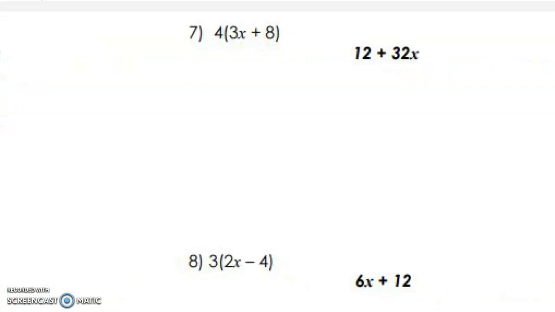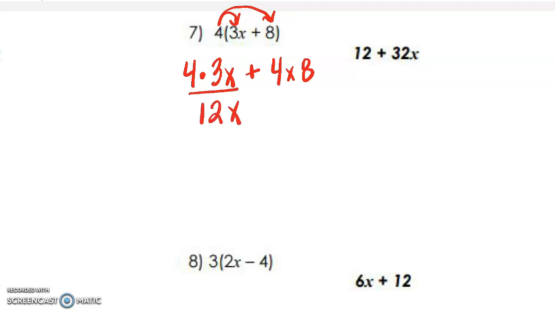Let's look at 7 and draw my arrows. 4 times 3x plus 4 times 8. I'll work on this first. 4 times 3 is 12. Then I'm going to write the variable. And then 4 times 8 is 32. So it looks like they put their x in the wrong spot. That needs to go right here, right? But other than that, they did the multiplication correctly.